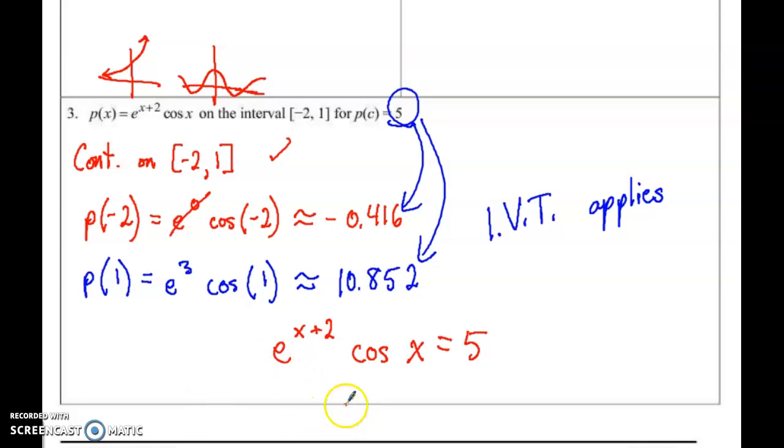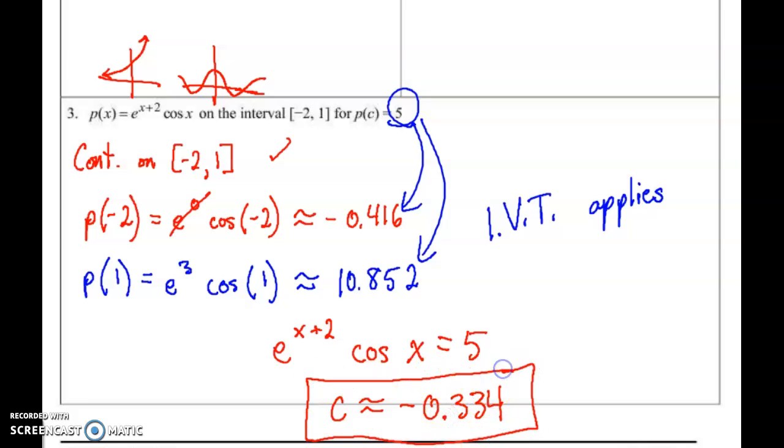So the c value is about, because we're rounding, -0.334. That is what we're looking for. And again, feel free to pause the video or go back and rewatch how to click those buttons.